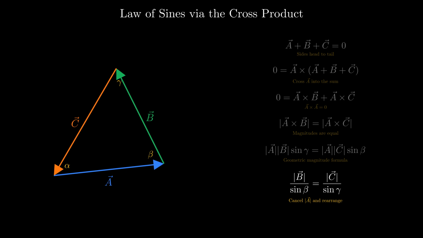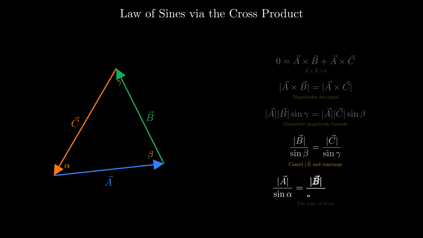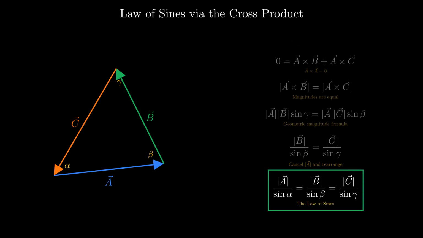The magnitude of B over the sine of beta equals the magnitude of C over the sine of gamma. Repeating the same trick with vector B crossed into the sum gives the magnitude of A over the sine of alpha equal to that same ratio, and that is the law of sines.